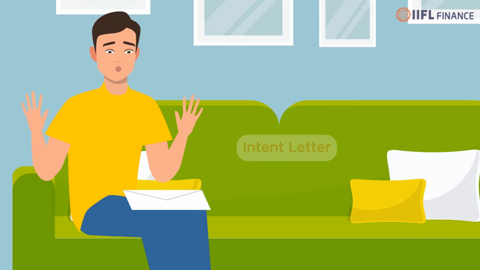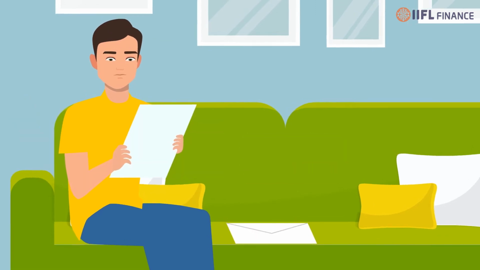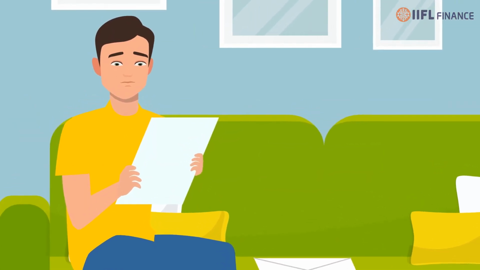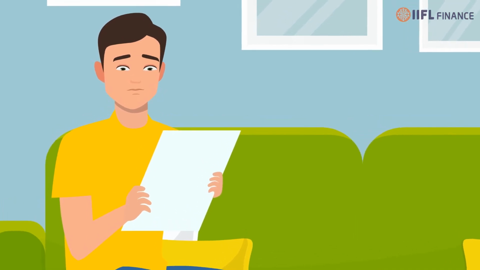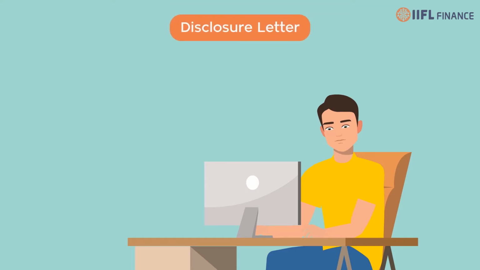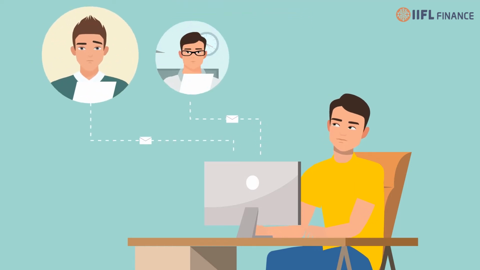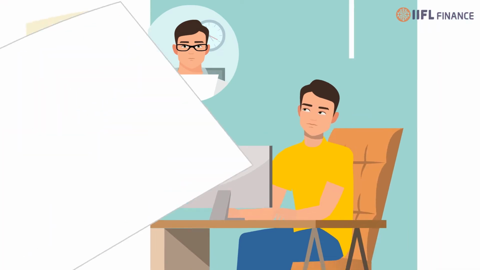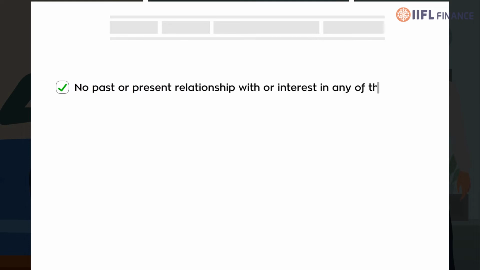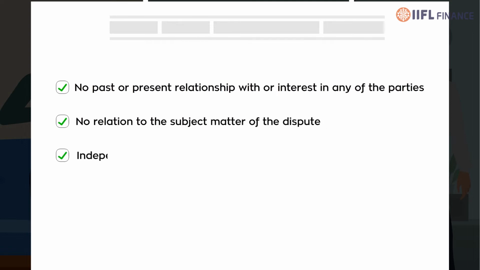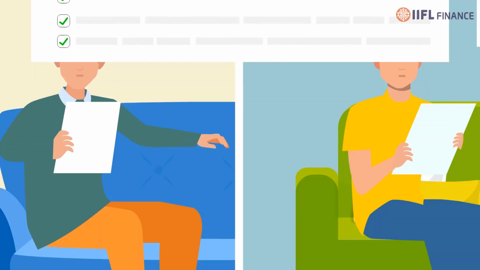Step 3. Intent letter. An intent letter is sent to an arbitrator to get his formal consent to act as the arbitrator for the case. Step 4. Disclosure letter. A disclosure letter is then sent by the arbitrator to both parties involved in the case. This letter confirms that the arbitrator has no past or present relationship with or interest in any of the parties of the case and has no relation to the subject matter of the dispute. This step ensures that the arbitrator is independent with regards to the proceedings and has no vested interest.